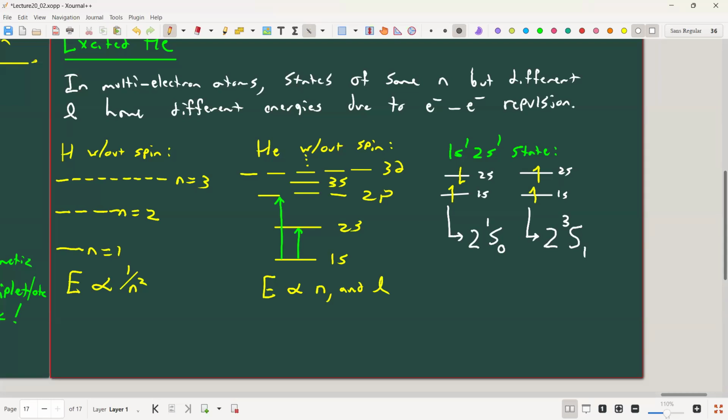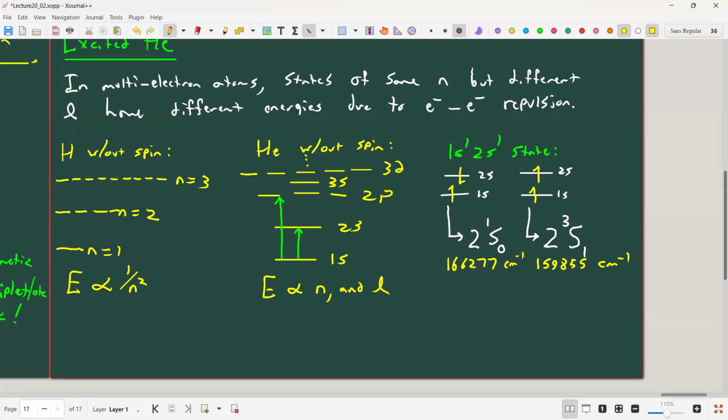So there are two different states and they have different energy. So I'll just write it here. This state is at 159,855 wave numbers. And this one is at 166,277 wave numbers. Notice that the triplet state is more stable than the singlet state.